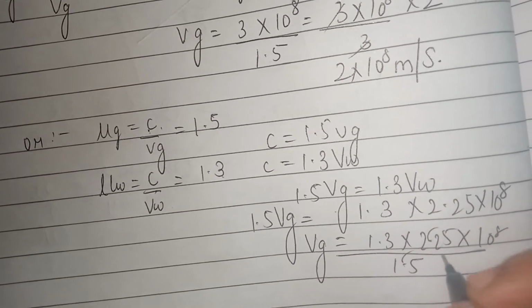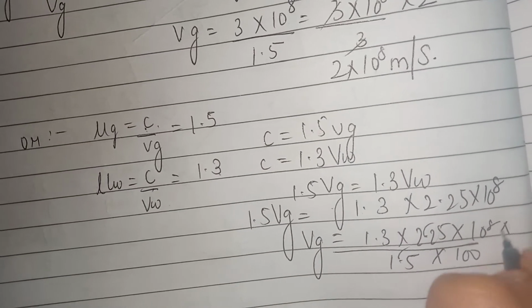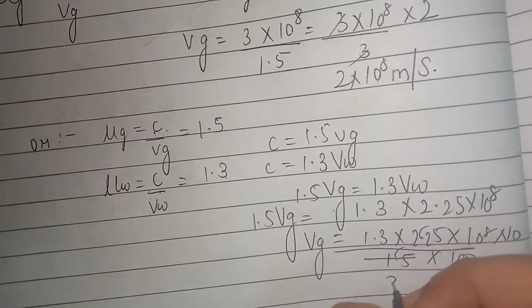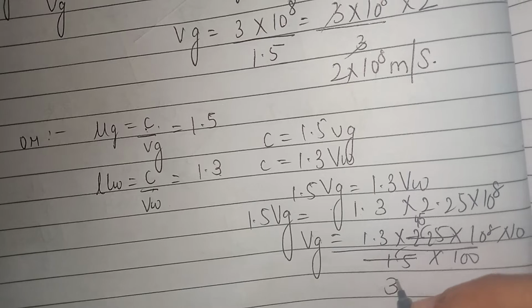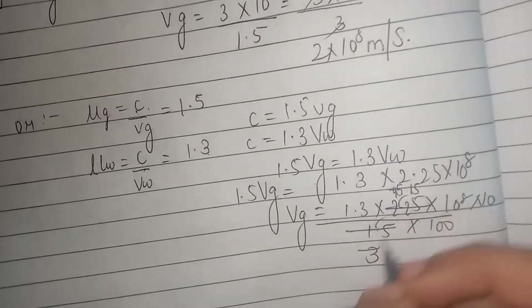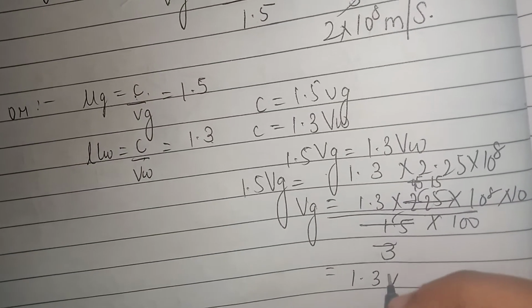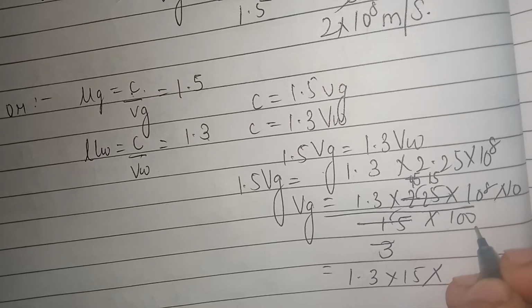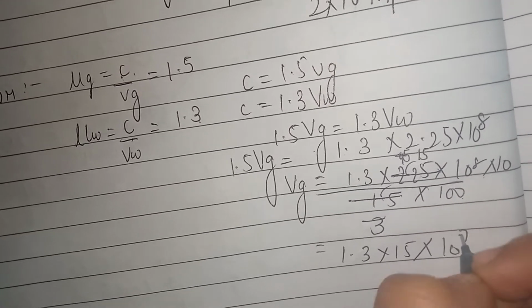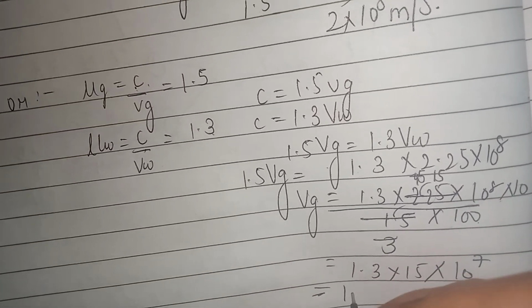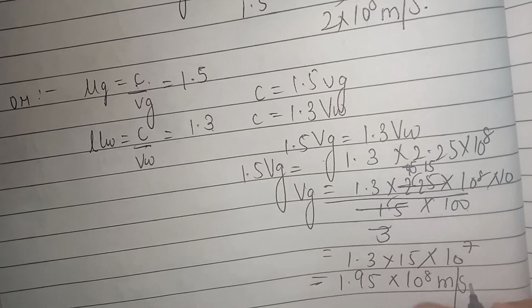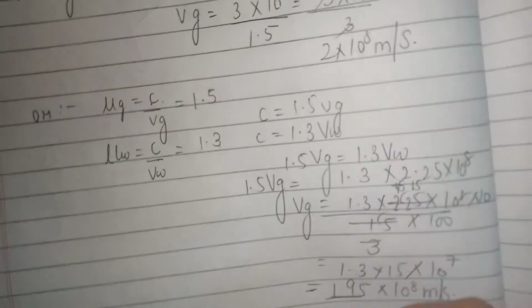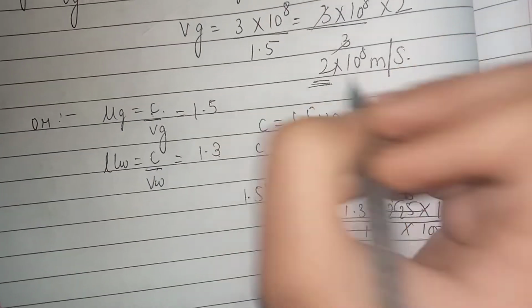Remove the decimals. 1.3 into 15 into 10 raised to power 7. So on calculation it becomes 1.95 into 10 raised to power 8 meter per second, which is approximately 2 into 10 raised to power 8 meter per second.